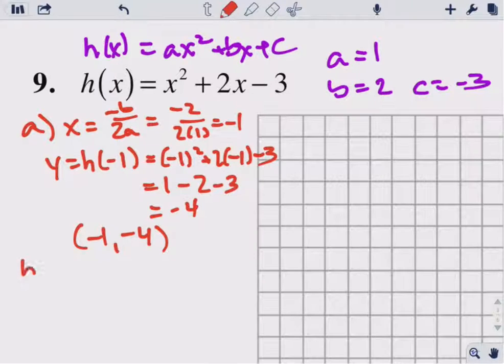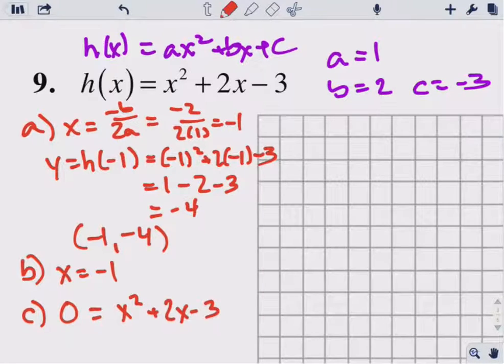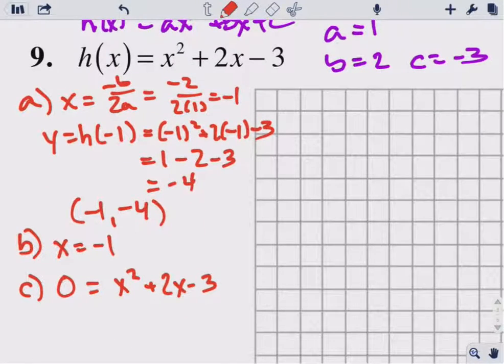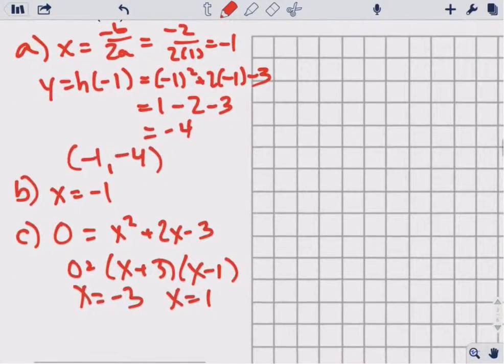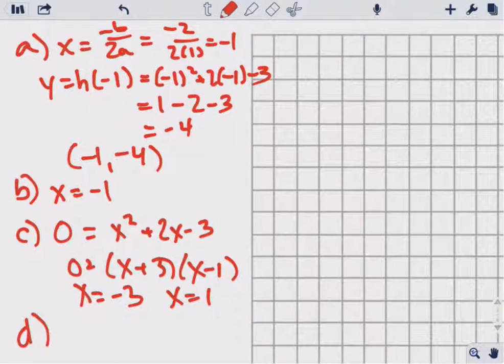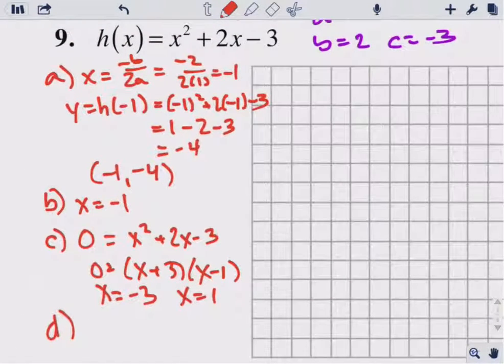Once you find the vertex, everything else pretty much follows the same way. Axis of symmetry is x is equal to negative 1. C, a little bit different. We're going to factor, if we can factor, else we'll use the quadratic formula. X plus 3, x minus 1 is equal to 0. So x is equal to negative 3 or x is equal to 1. Those are your zeros. D is a max or a min, so let's pay attention to a.